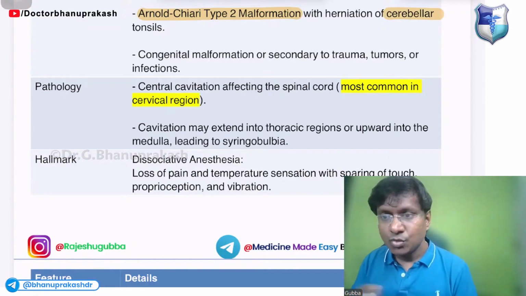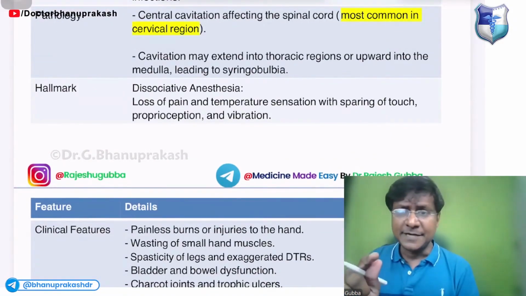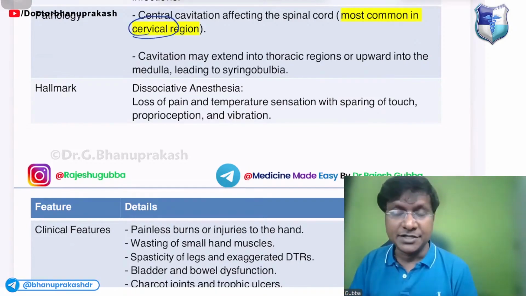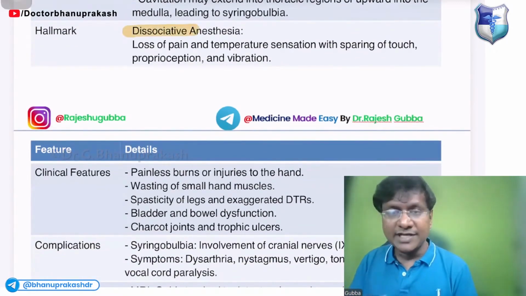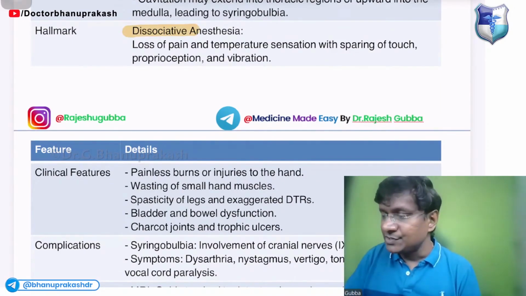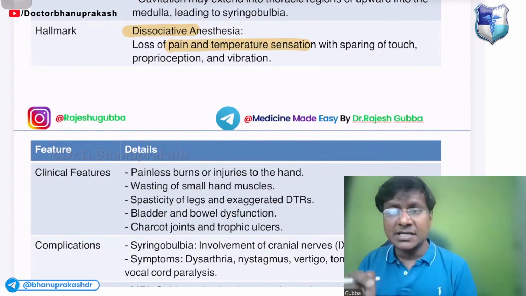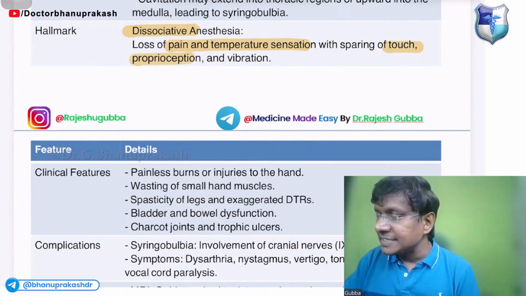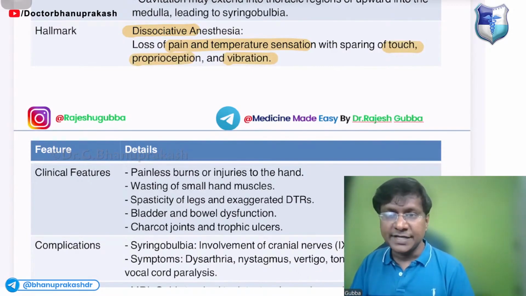So what is the problem? It is the cavitation in the spinal cord. Which part of the spinal cord? That is, in the cervical region, the cavitation is very common in patients with syringomyelia. And there will be dissociative anesthesia. What is the dissociative anesthesia? There will be loss of spinothalamic tract sensations. There will be loss of pain and temperature sensations, but there will be preserved dorsal column sensations. So there will be sparing of touch, proprioception, and vibration. That will be the hallmark in case of syringomyelia.